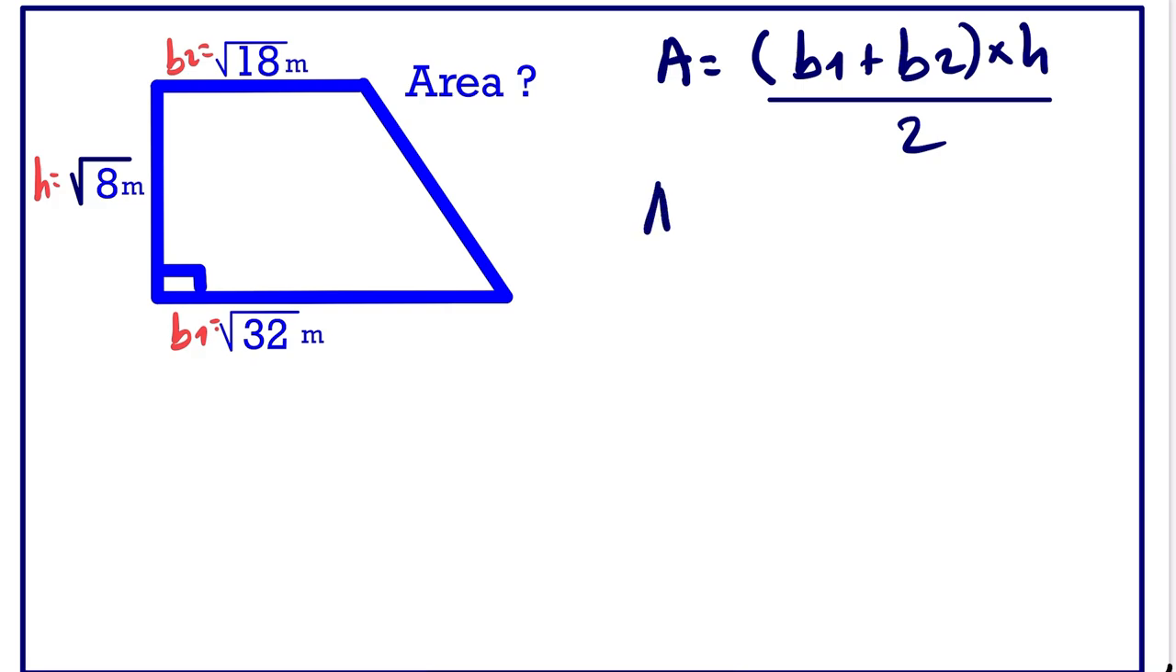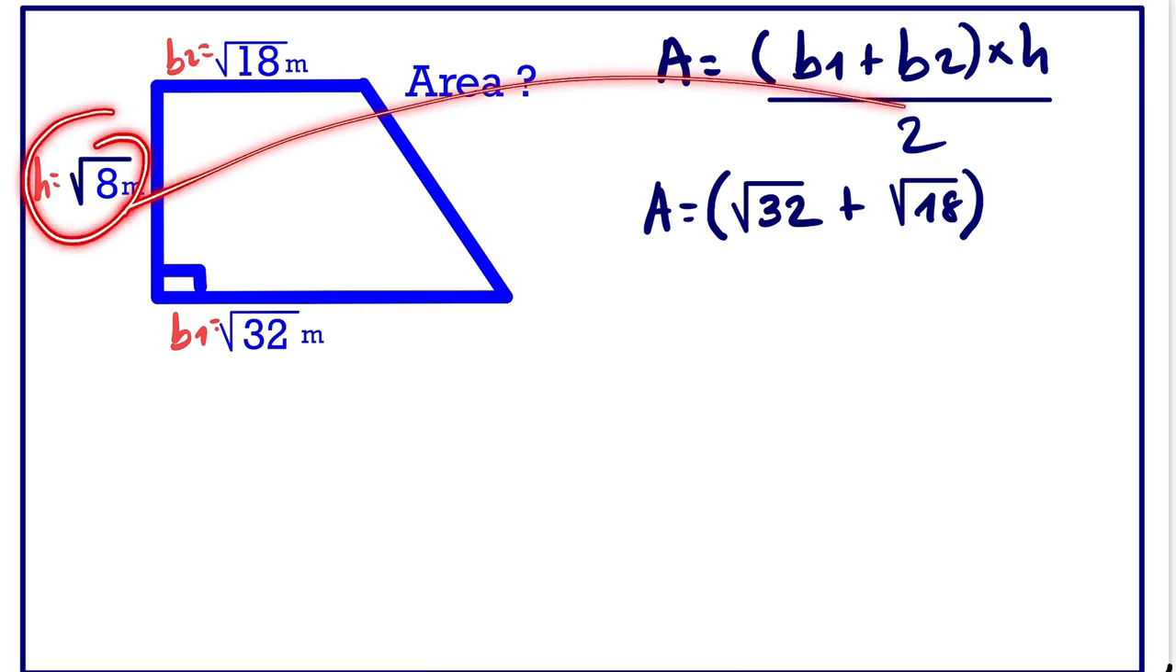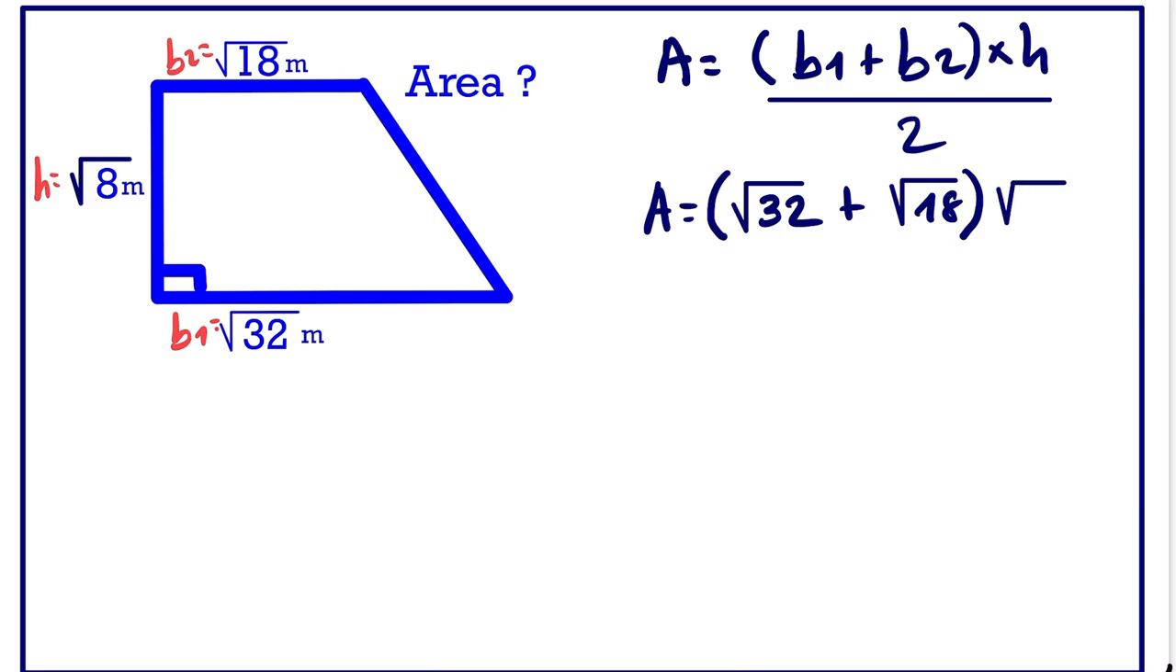A will be equal to base 1, which is root 32, plus base 2, which is root 18, times the height. The height itself is root 8, so times root 8, divided by 2. So we can open the bracket by multiplying.